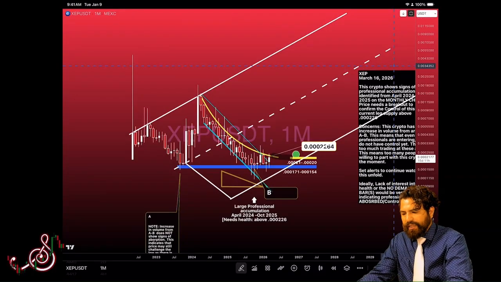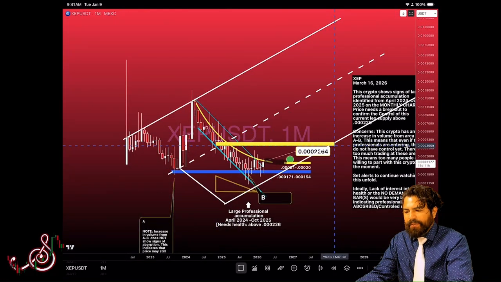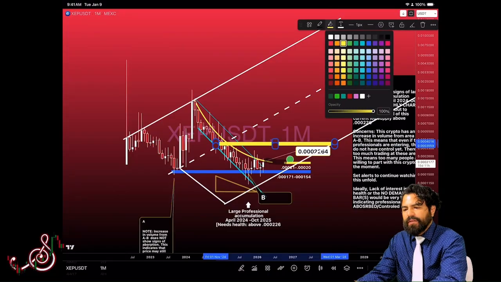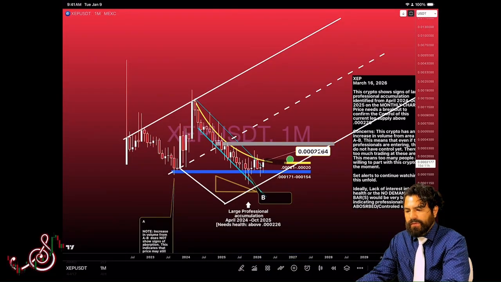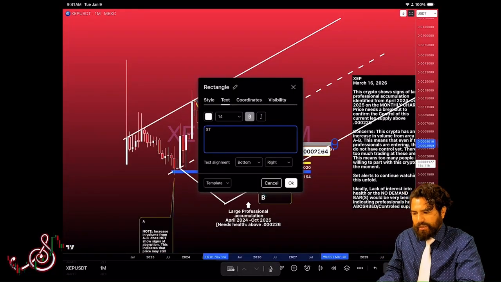So I'm going to draw quickly the step up. And I wouldn't put as much weight on it if there was not 3 points, but there is. So this is our step up. And it's on a monthly chart.